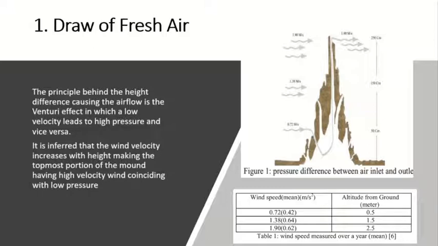The principle behind the height difference causing the airflow is the Venturi effect, in which a low velocity leads to a high pressure and vice versa. It is inferred that the wind velocity increases with height, making the topmost portion of the mound have high velocity wind coinciding with low pressure. So in this figure specifically, the top portion where the chimney lies creates a negative pressure that causes a suction force, inducing an upward airflow from the nest to the chimney.